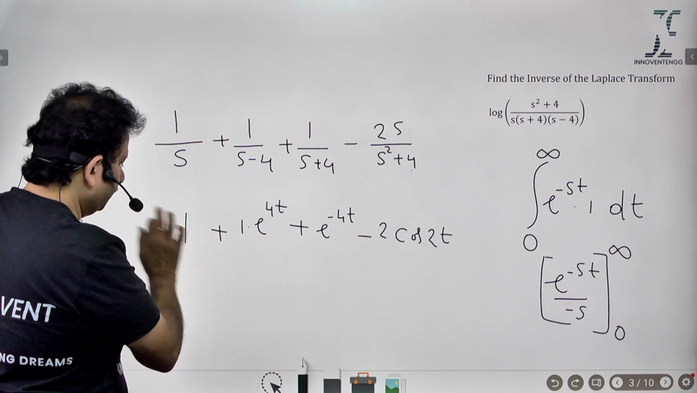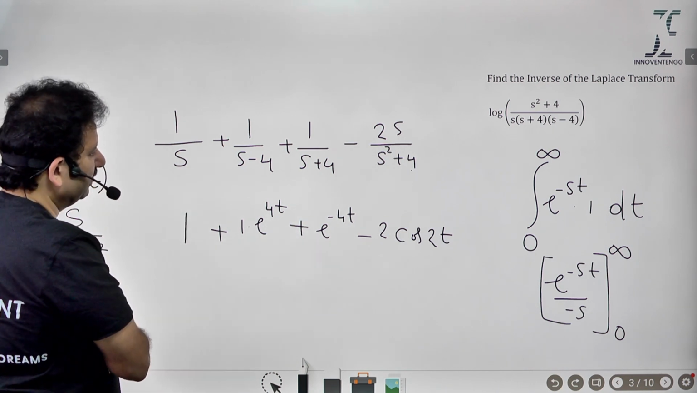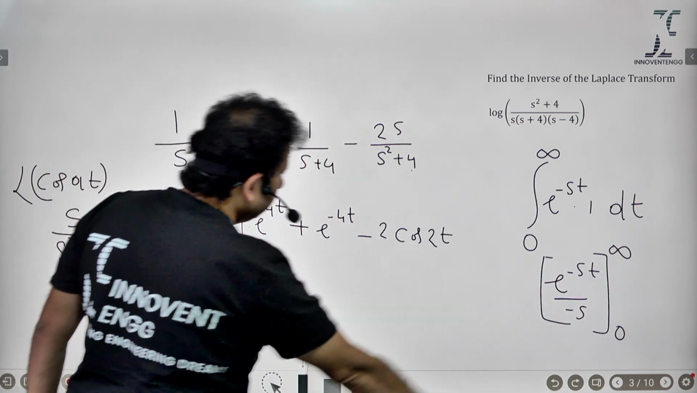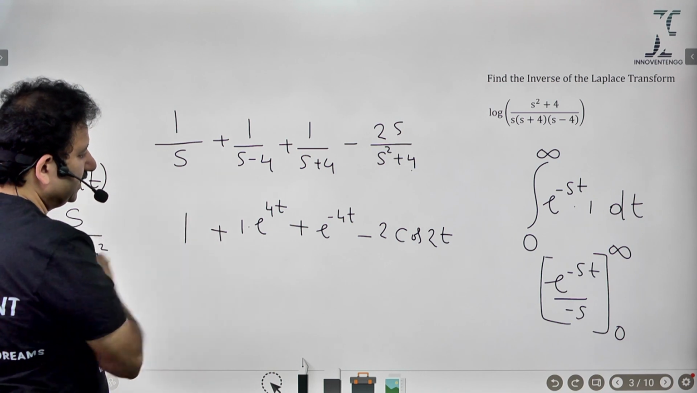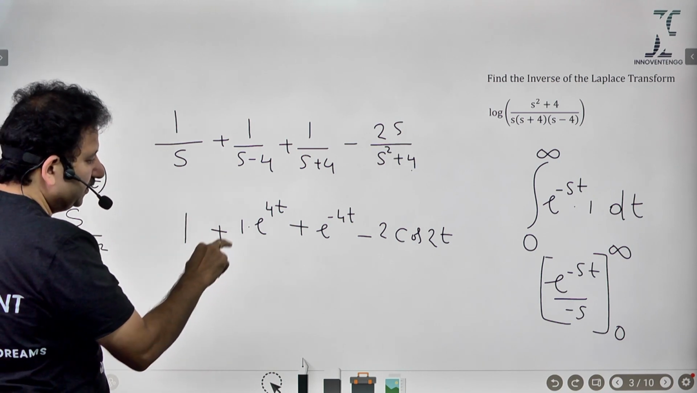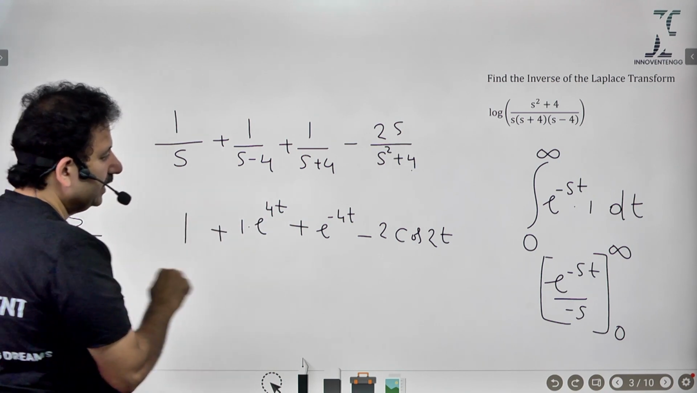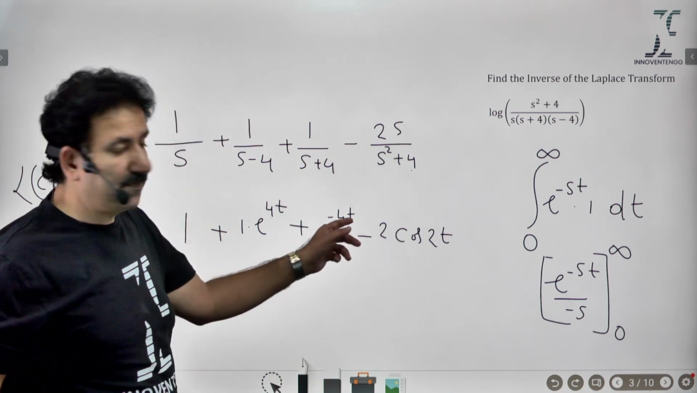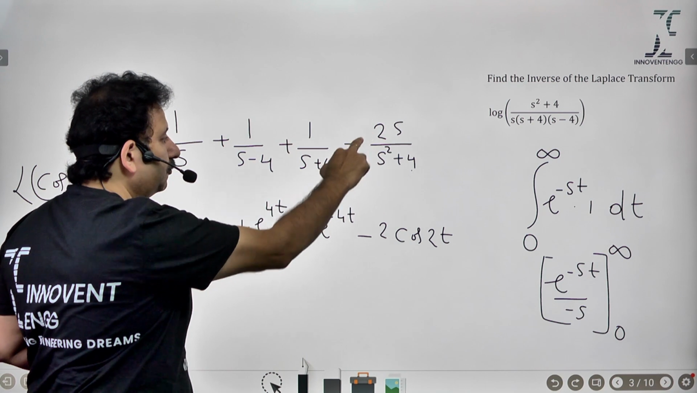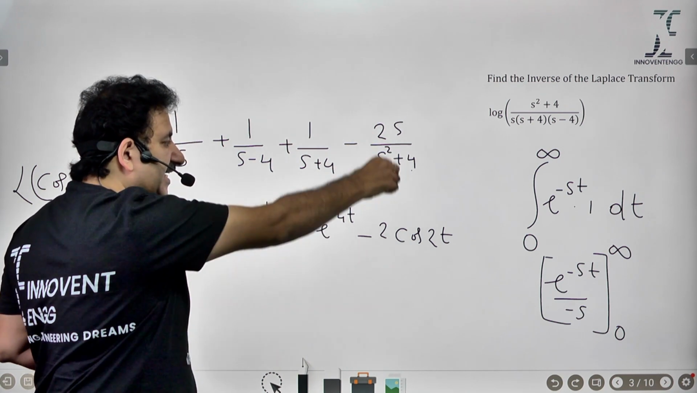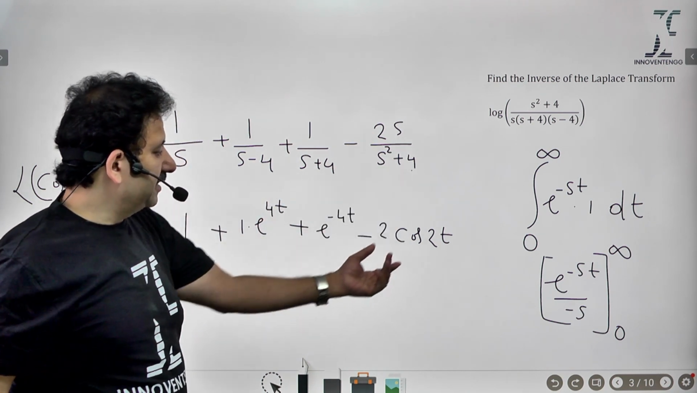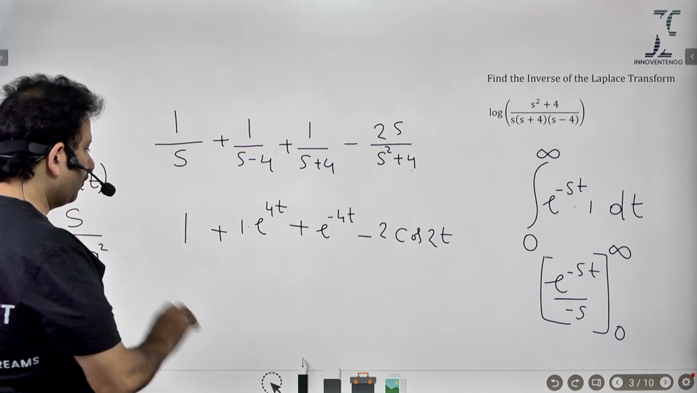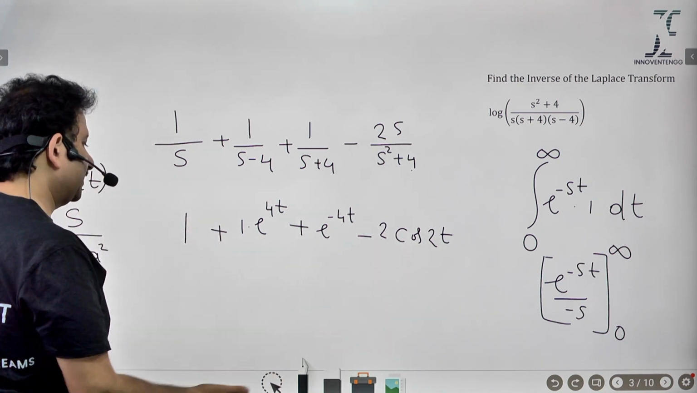This is what exactly you get as the inverse Laplace transform of this, because 1 by s inverse Laplace transform we have explained, that is 1, and 1 by s minus 4 inverse Laplace transform is 1 into e power 4t, and 1 by s plus 4 inverse Laplace transform is e power minus 4t, and 2 can be taken as constant. S by s square plus 4 inverse Laplace transform is cos 2t. So this is done. So once this is done, what is my next step?